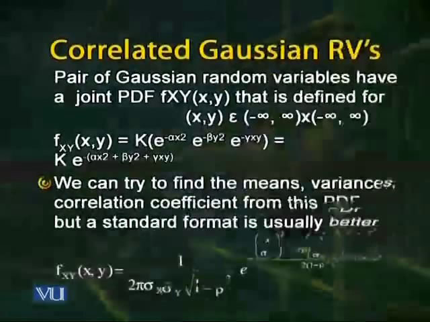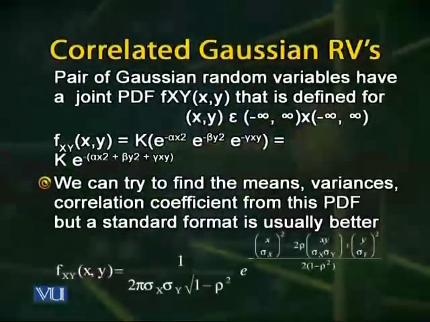A standardized format is used to represent these densities, and that format is shown on your screen. In this standardized format, the joint density is a function of the standard deviation of random variable x, the standard deviation of random variable y, and the correlation coefficient, the end result of all the computations of covariance and standard deviations. So in the standard format, all these values are used to represent the joint density, and the expression is shown on your screen.